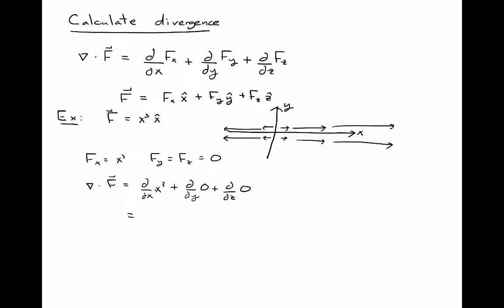Okay, so we're taking the derivative of x cubed with respect to x. Well, it's only a function of x, so that's not too bad. So we get 3x squared. That's just a simple power rule. Let's look at what that means.